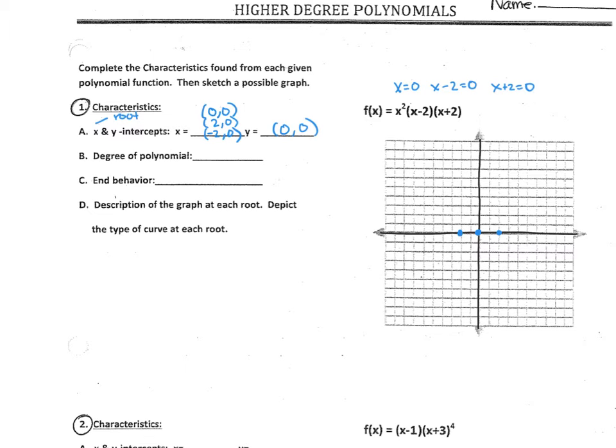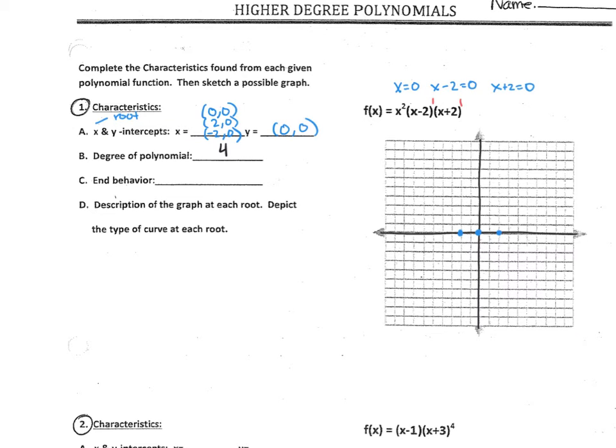Next, it asks us to find the degree of the polynomial. So to find the degree, you can either multiply all this out and find the largest term, or you can look at the multiplicities or exponent of the factors. I see that the x squared has a 2, but the other factors don't have anything. Well, those actually are invisible 1s. So we're going to take this 2, this 1, and this 1, add those together, and we get a degree of 4 for the polynomial.